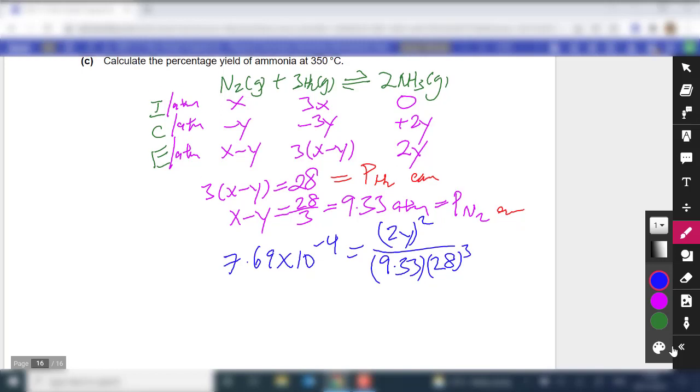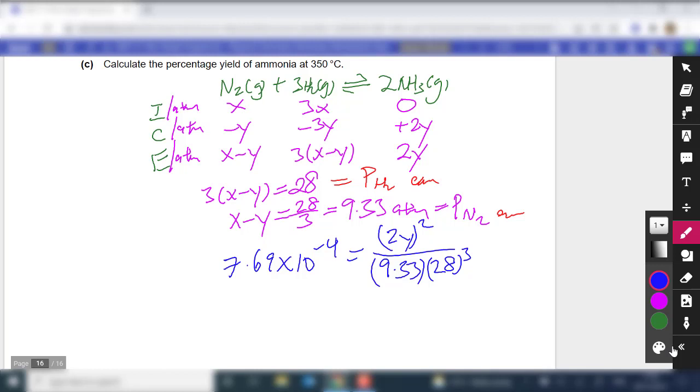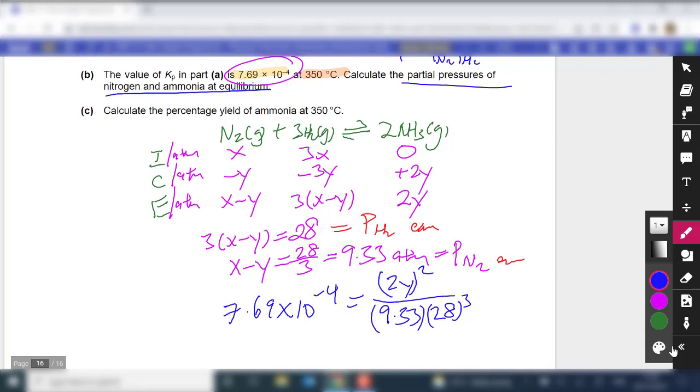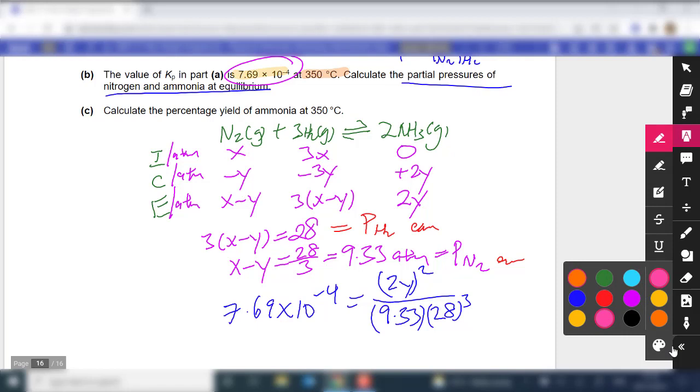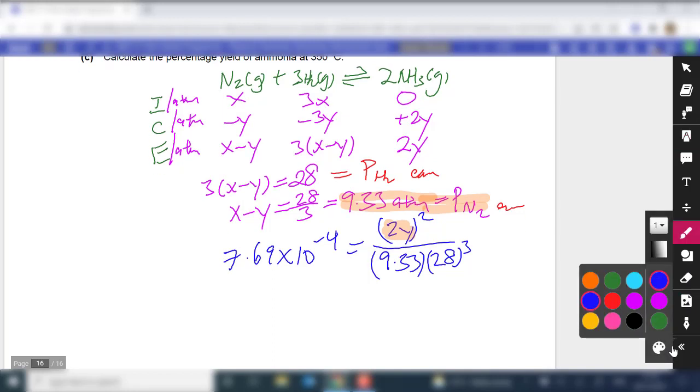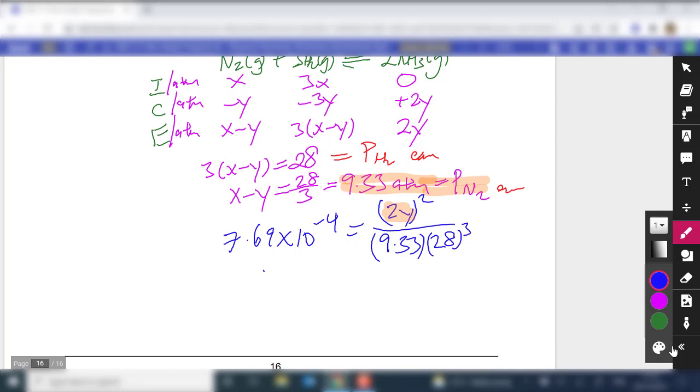Okay, and then from here you actually don't need to solve for Y. Why is that the case? Because you are supposed to find out the partial pressure of nitrogen and ammonia at equilibrium. So we have already found out the partial pressure of nitrogen, which is 9.33. So the next thing we want to find out is the partial pressure of ammonia in terms of 2y. We don't have to actually change anything. So from here, you will solve, and then you will get the partial pressure of ammonia, which is equal to 2y, and if you just punch your calculator, you should get 12.6 atmosphere. Okay, so please try to work it out on your own and see whether you can get the answers.